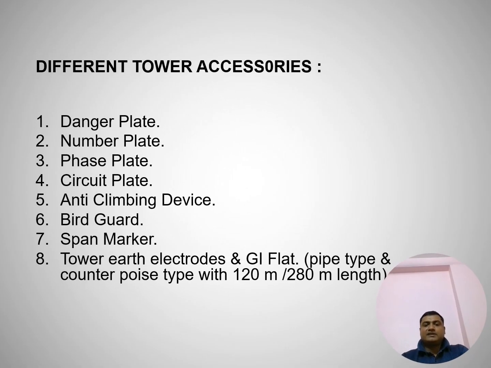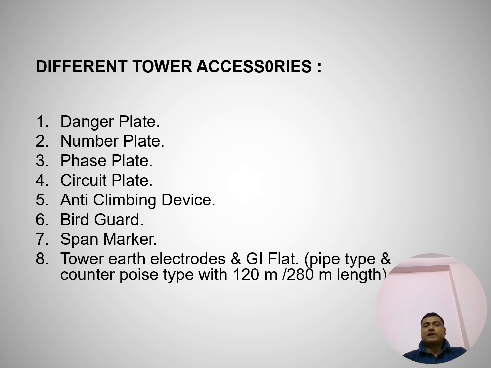Now I am coming to the tower accessories. What are the tower accessories? Basically, there are 7-8 accessories required for a tower. What are they? The danger board, number plate, phase plate, circuit plate, anti-climbing device, bird guard, span marker, and tower earthing. For tower earthing, there is required tower electrode, one GI electrode, and GI flat.